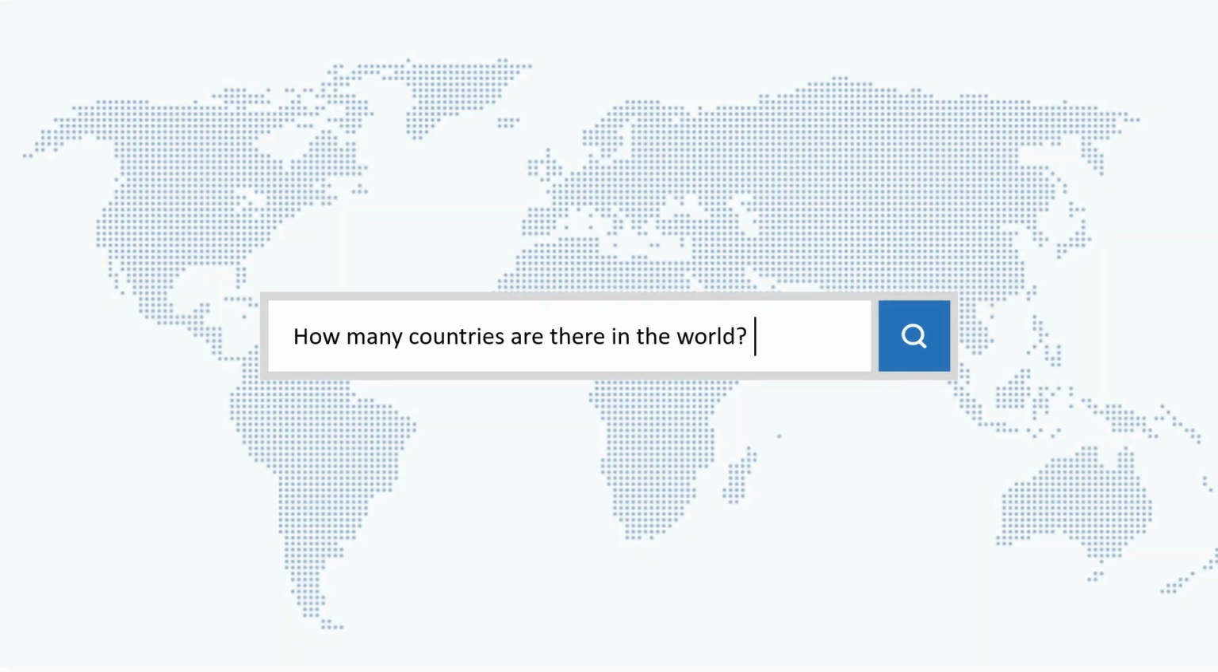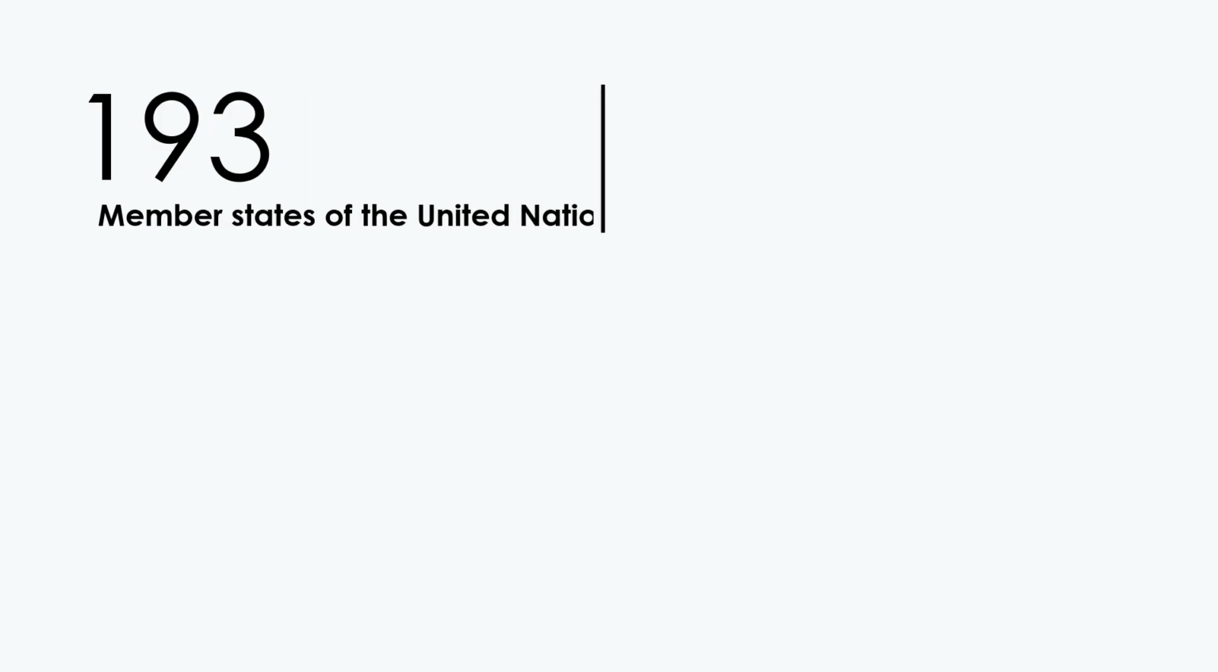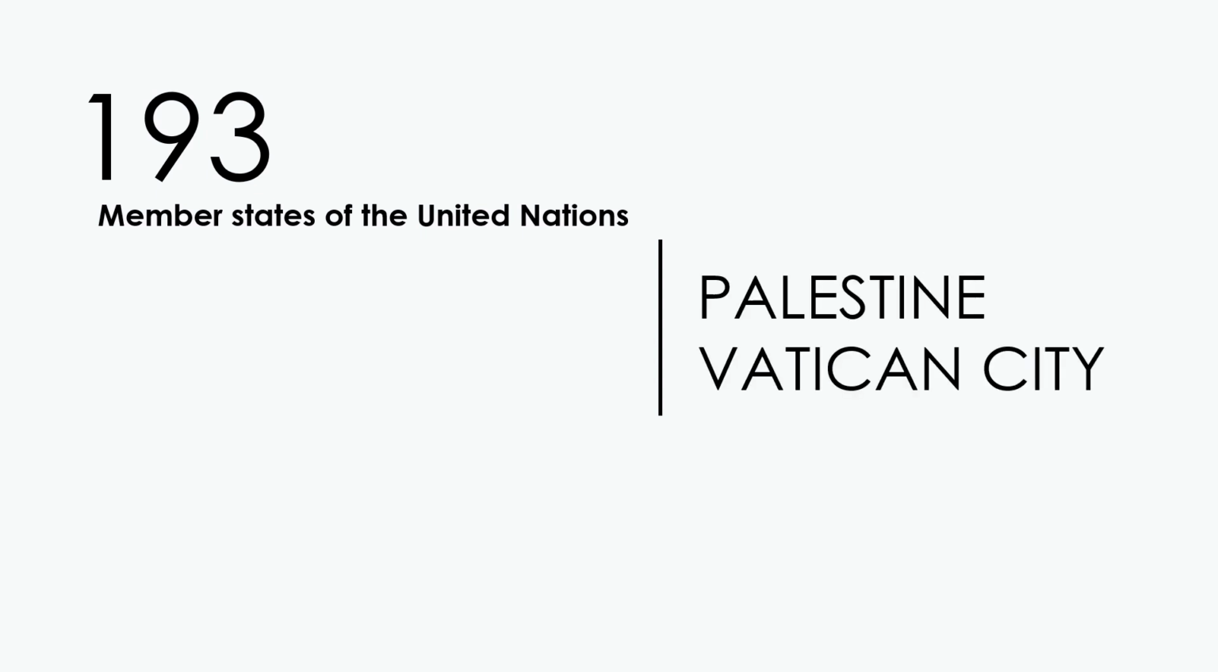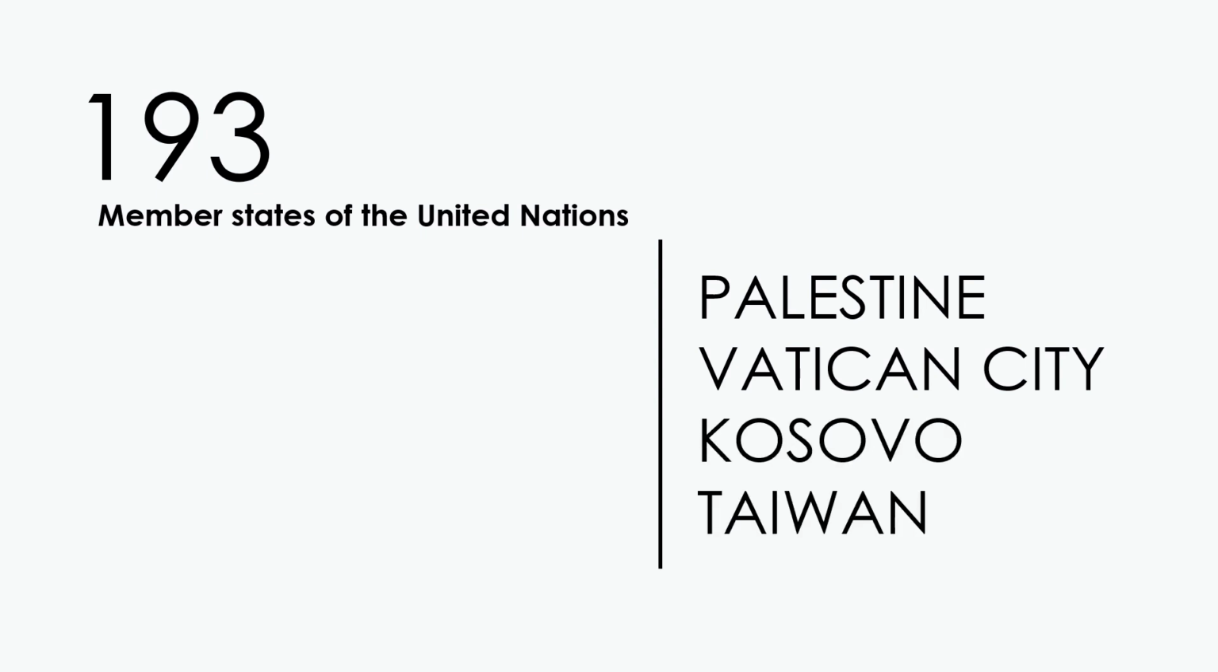How many countries are there in the world? Based on United Nations listing, there are 193 countries or member states. There are two more which are the non-member observer states, the state of Palestine and Vatican City. Not included in the listing are Kosovo and Taiwan, as they are not recognized by one or more countries. So, the total count is 197 if you include these four countries.